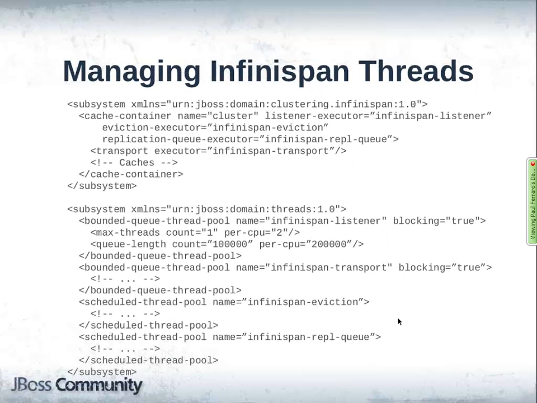So here's an example of how I might want to externalize my Infinispan thread pools. You can externalize the thread pool used by the replication queue if you're using asynchronous replication. The eviction thread pool, which is a timer-based thread pool, as well as if you have any asynchronous cache listeners or cache manager listeners, those can be externalized, as well as the thread pool used by the transport itself.